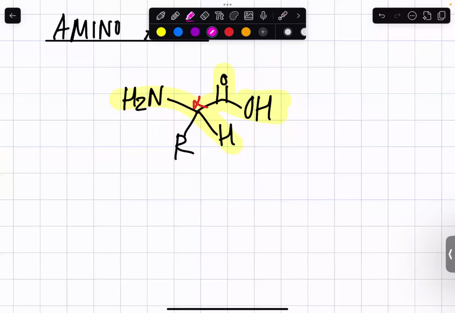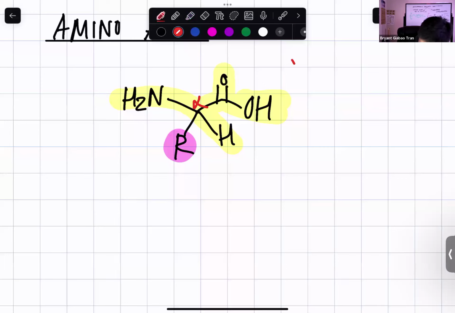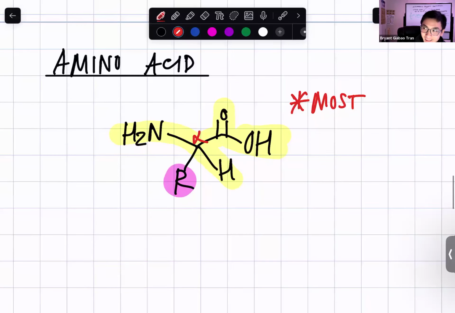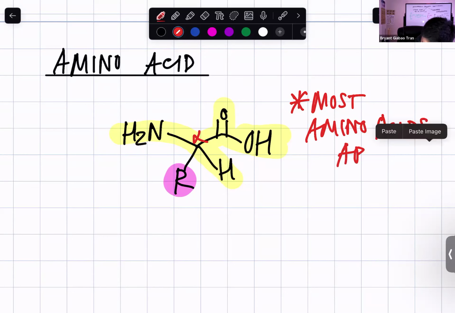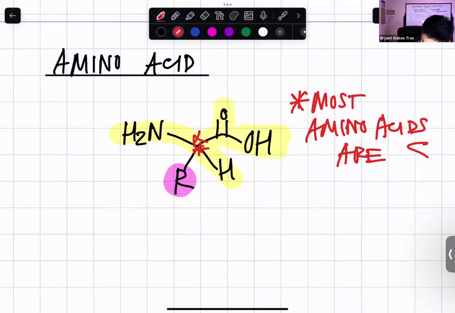It says most have the S configuration. Oh yeah, so that's different from D and L. I was thinking about sugars. Most sugars are D sugars. Most amino acids are S configuration, because the chiral center is this alpha carbon, where most would be S when we assign the priority groups.